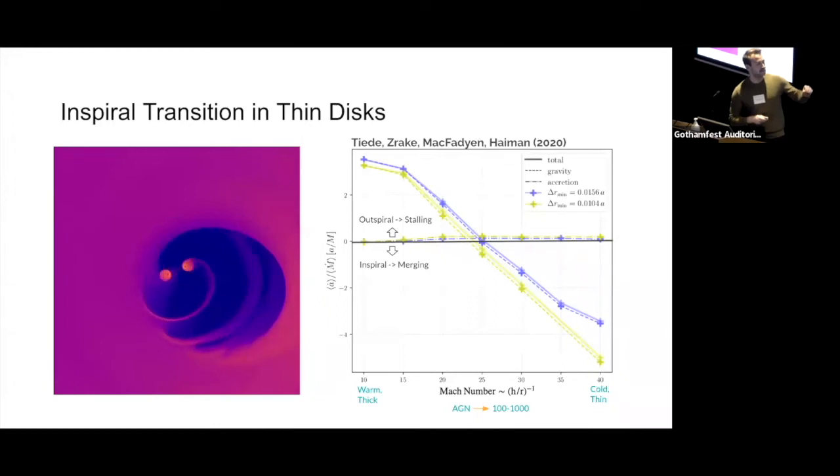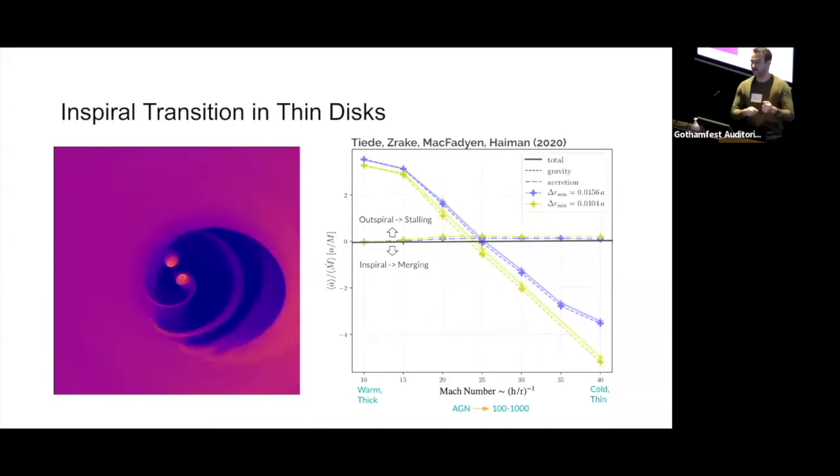And so what we did is we systematically raised the Mach number of our simulations. So we're considering colder, thinner disks. And we found that the binary migration rate changes sign around Mach 25. So as you go to these colder, thinner disks, you actually recover this picture of gas taking angular momentum from the binary, shepherding it closer together, and possibly into a gravitational wave emitting regime where you could see it with things like LISA and PTAs.